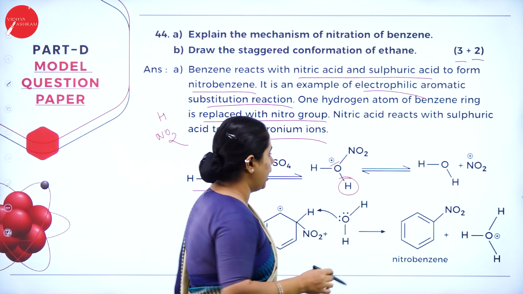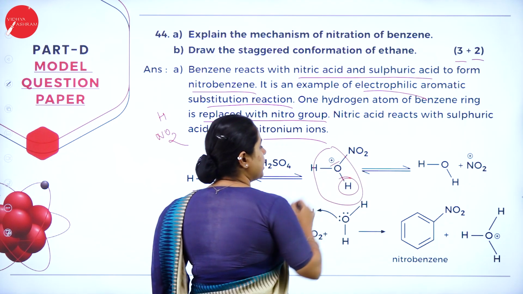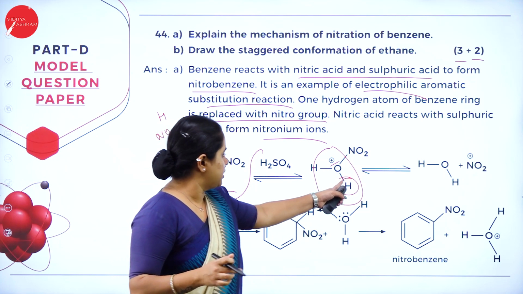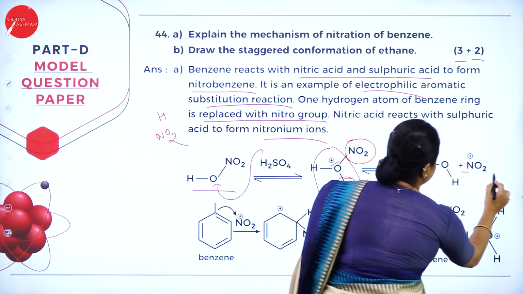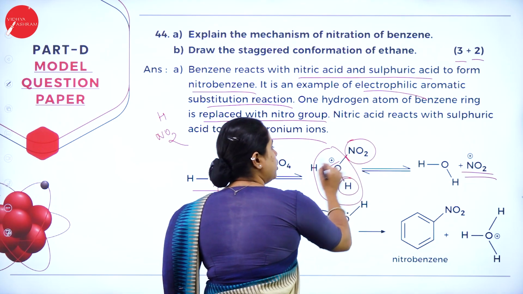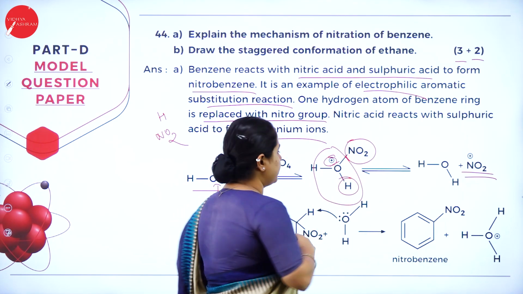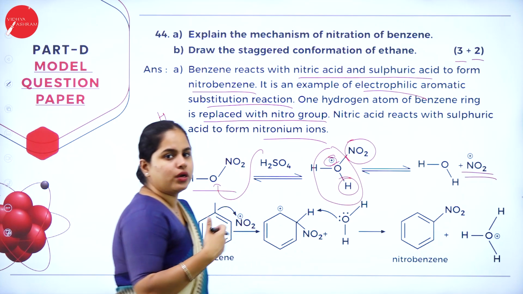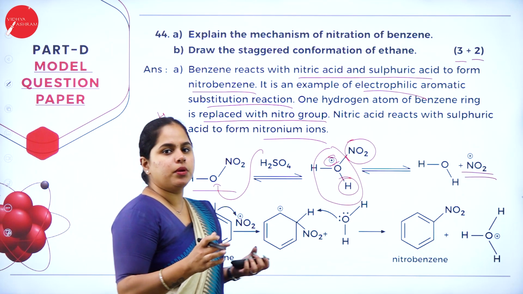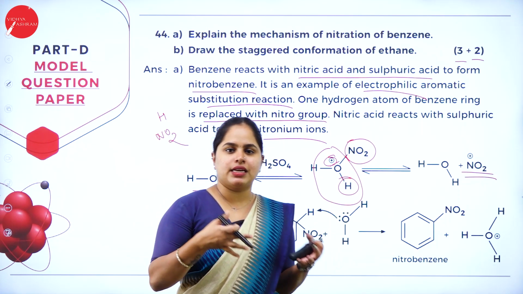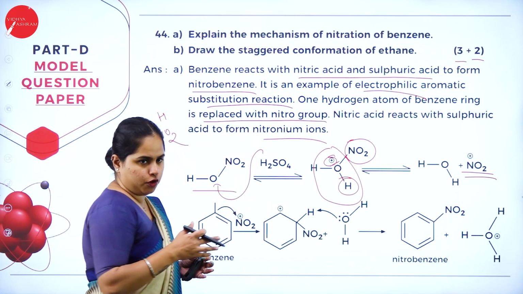Now in the next step, what happens? This will be removed as H2O. Okay, as you can see, H2O will be removed, and what is the electrophile you are getting? It is NO2 plus, right? NO2 plus. This plus charge will also be there, right? This is removed as H2O, so it is NO2 plus. So the first step is the formation of the electrophile, which is formed by the reaction between nitric acid and sulfuric acid. So NO2 plus is formed, right?